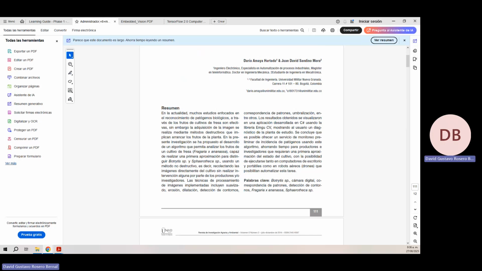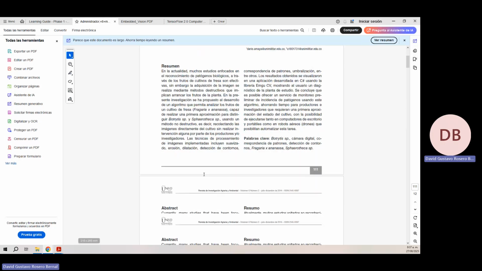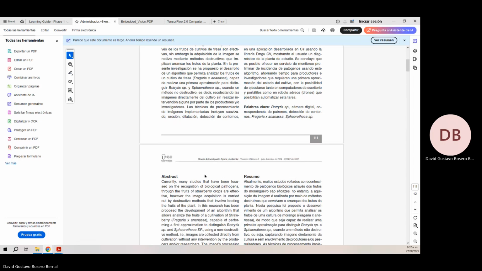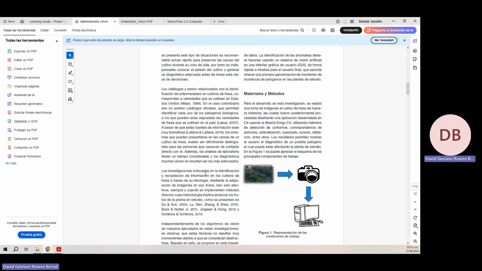Number 4 is preprocessing and noise reduction. A median filter, smooth median, was applied to reduce random noise from the digital camera. Morphological operations, erosion, dilation, were used to clean the binary image and highlight relevant structures.